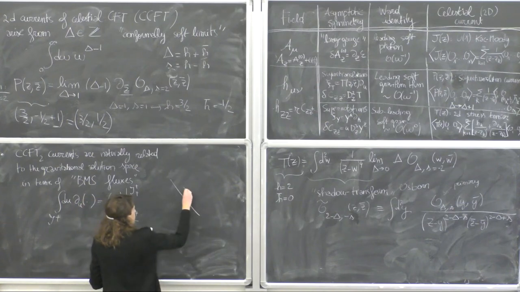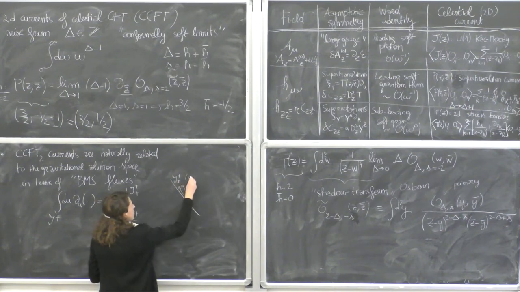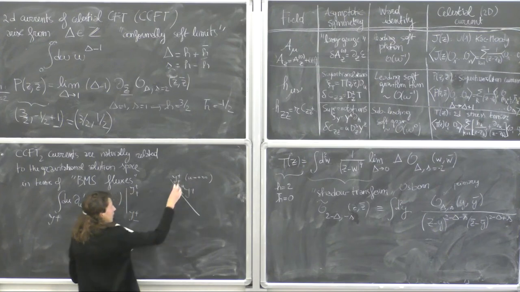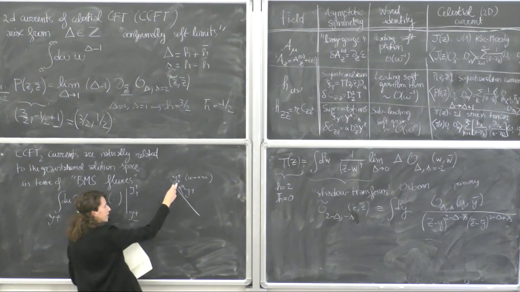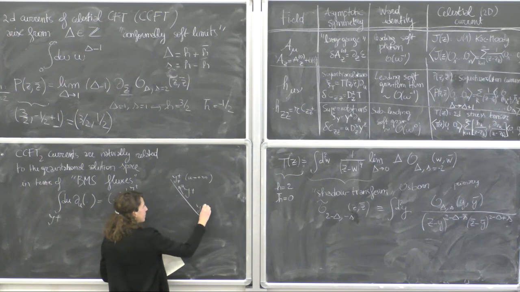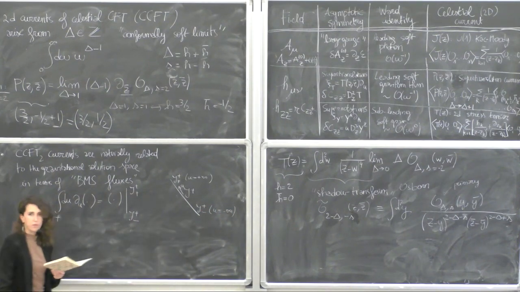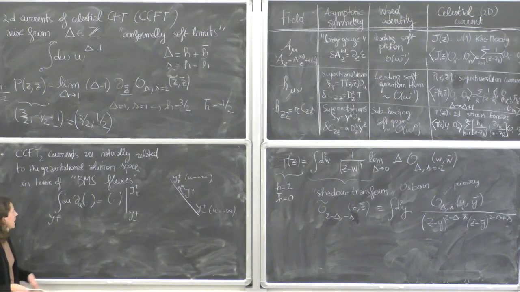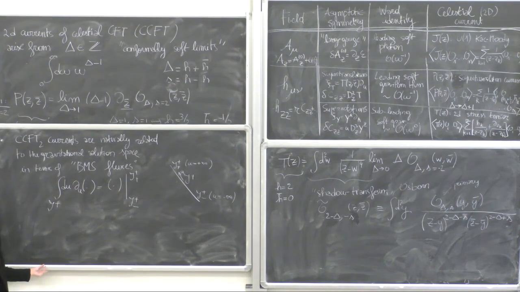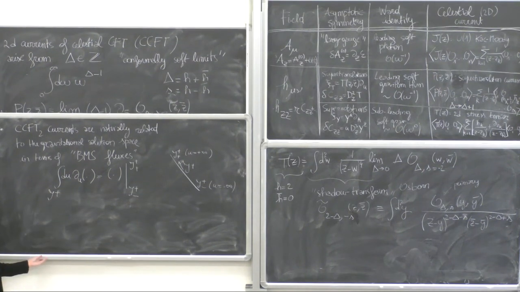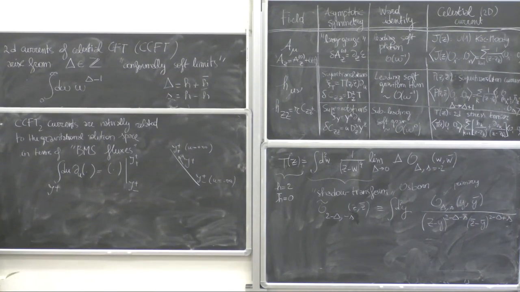So scri plus is the future null infinity. When you take u equal plus infinity, you land at the future of future null infinity, called scri plus plus, and at the past boundary you have what is called scri plus minus. And all these currents can be neatly interpreted in terms of things that transform nicely as primaries if you look at this integrated u integral and these BMS fluxes.